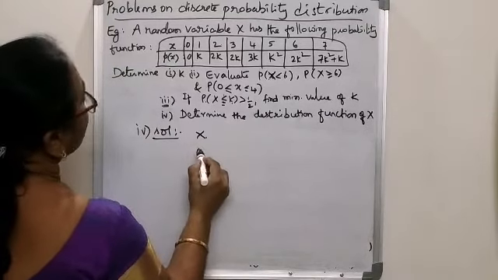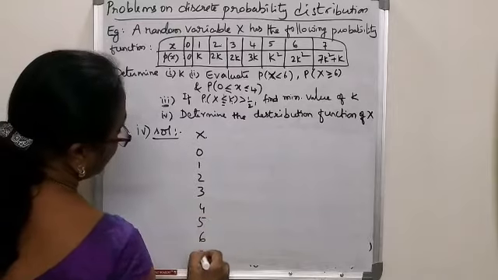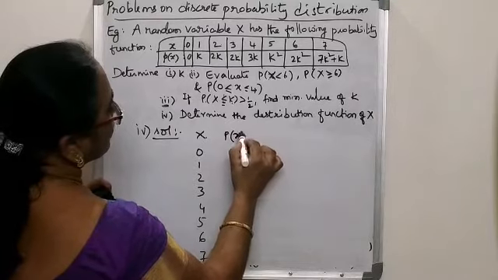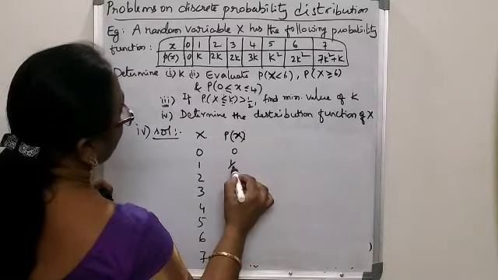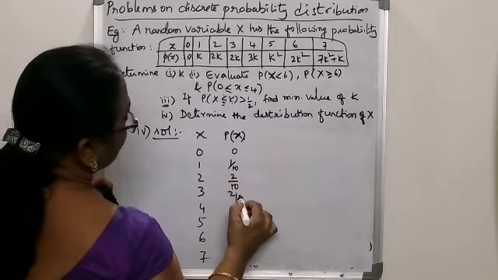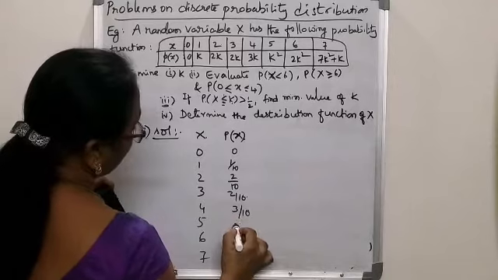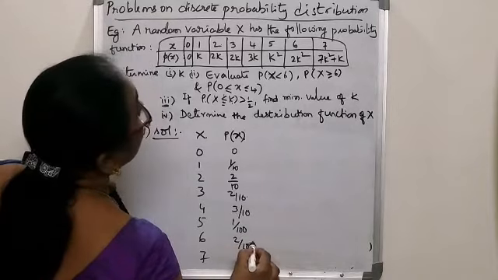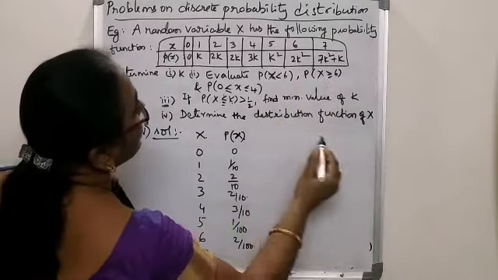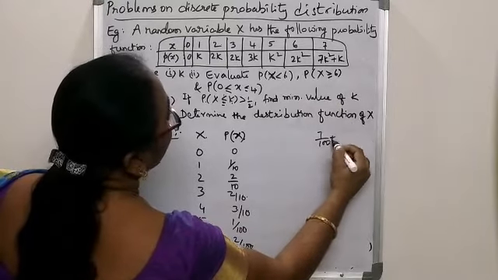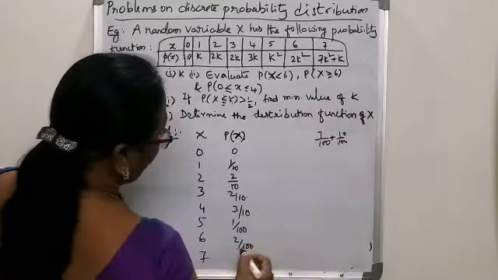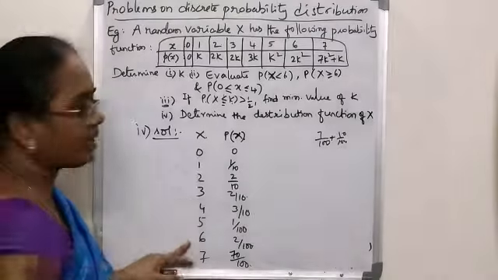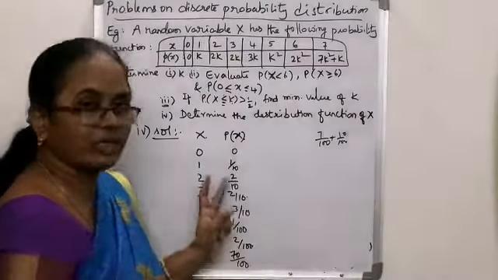We are given the random variables 0, 1, 2, 3, 4, 5, 6, 7. In the next column, let us write the probability function values. It is 0, 1 by 10, 2 by 10, 2 by 10, 3 by 10, 1 by 100, 2 by 100, then 7 into k square plus k, it is 7 by 100 plus 1 by 10, it is 70 by 100. So, the first column represents the random variable, the second column represents the probability function values.